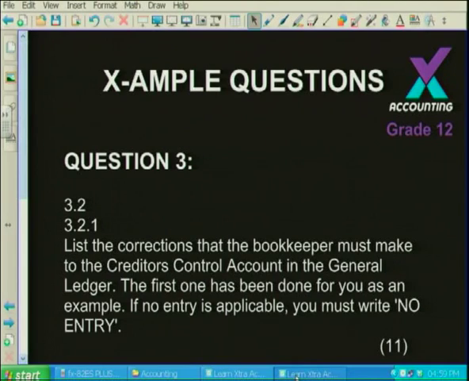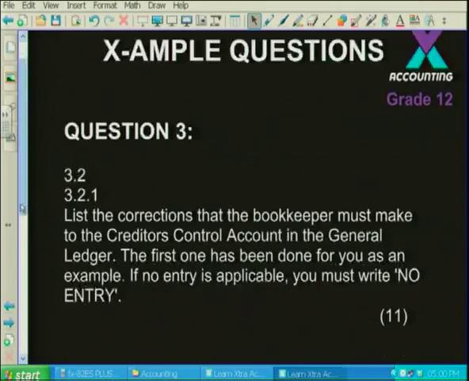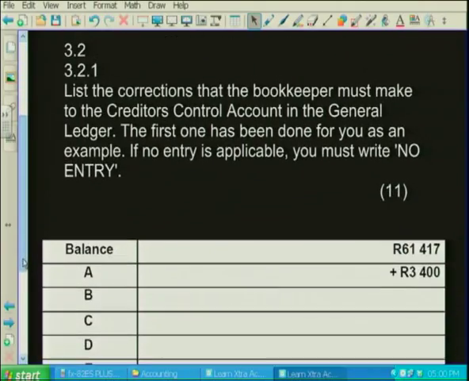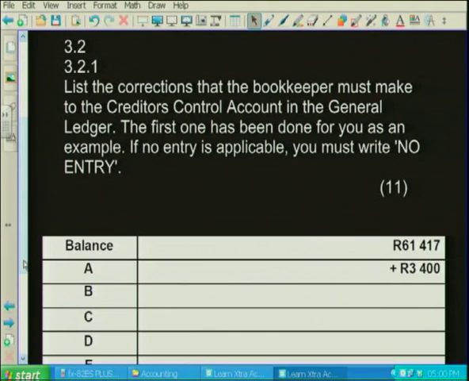Okay, let's just find the answer sheet. There we go. Right, on the answer sheet, we've got 3.2.1, which I've just read out, but let's just read it one more time. Lists the corrections that the bookkeeper must make to the creditors control account in the general ledger, and then they tell you the first one has been done for you as an example. If there's no entry, you must write down no entry. In other words, don't leave it blank, write down no entry.